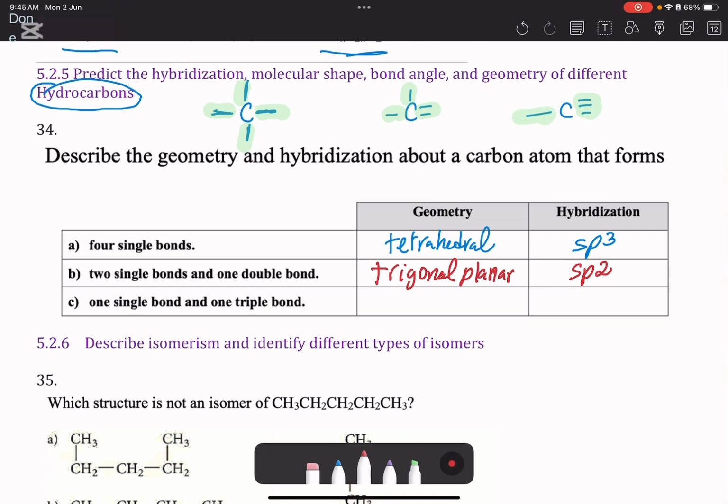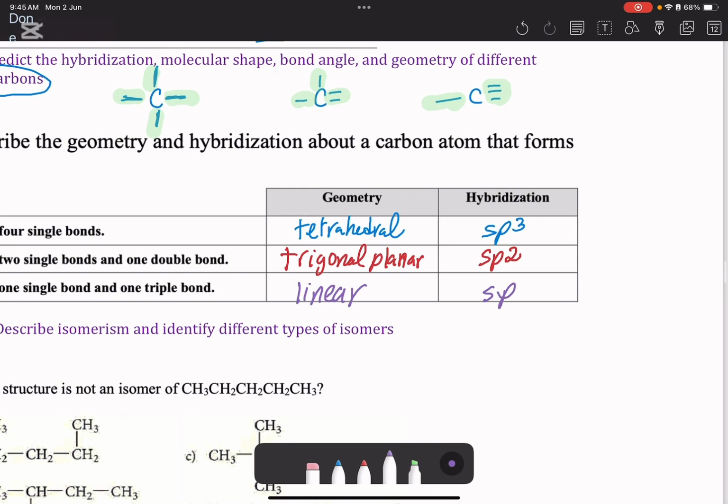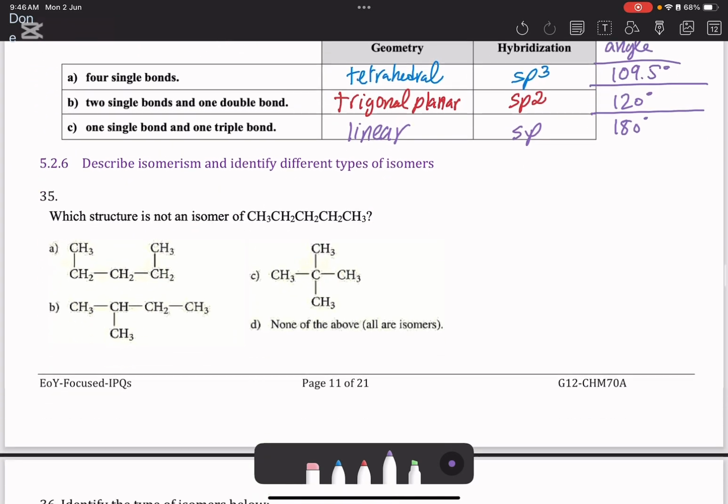In the alkynes, we have 2 domains. 2 domains means sp, and the shape is going to be linear. Now, in case you are asked about the angle, in the tetrahedral, it's 109.5 degrees. In the trigonal planar, 120. In the linear, it is 180 degrees.